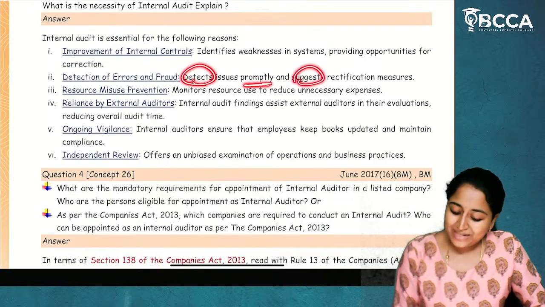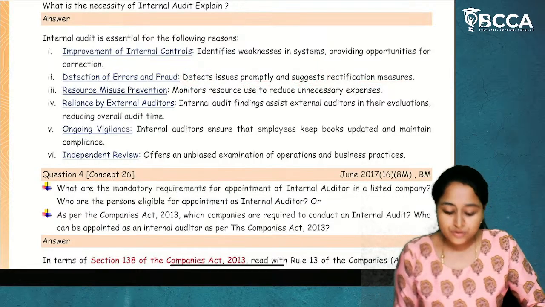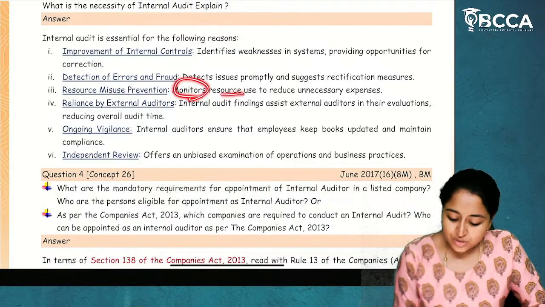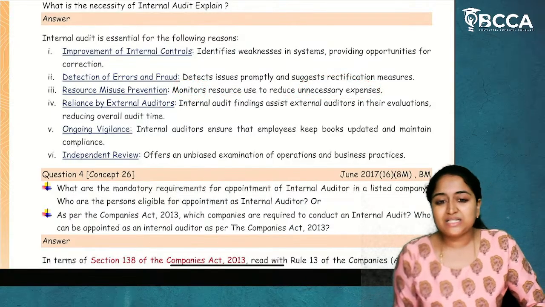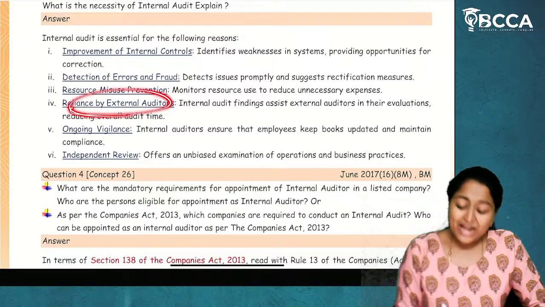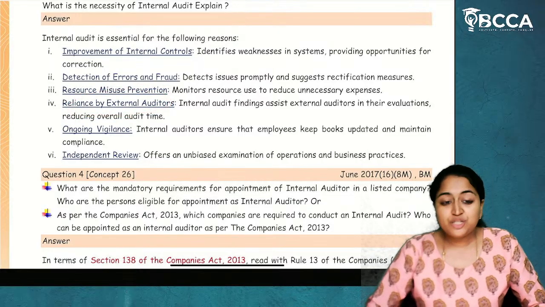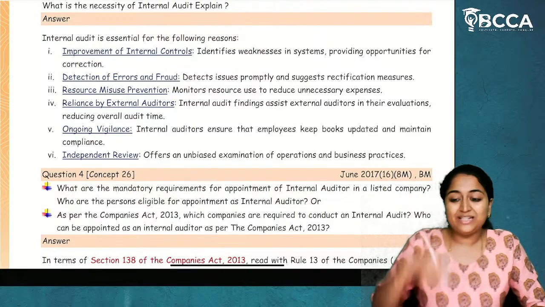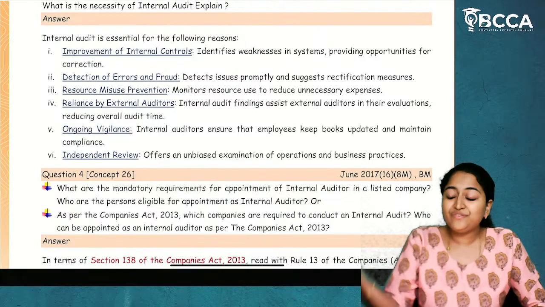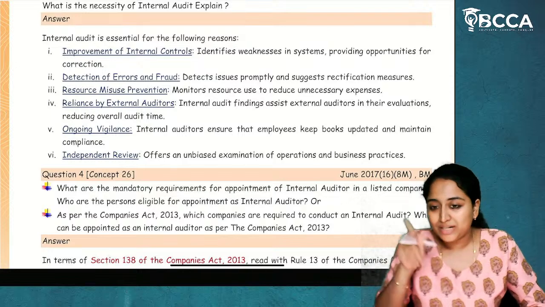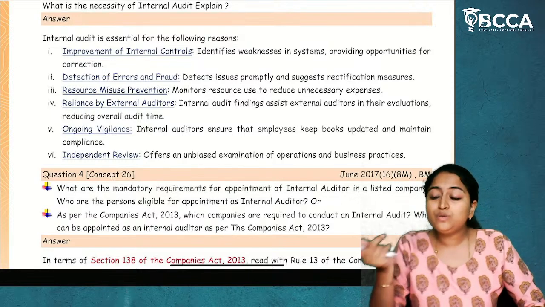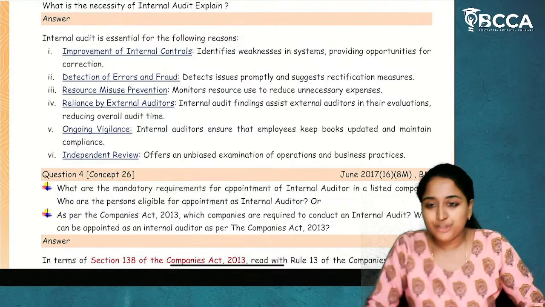Detects issues promptly and suggests the rectification measures. Next, resource misuse prevention. Monitors resources used to reduce unnecessary expenses. Reliance by the external auditors, which means if any other auditors are there, like a statutory auditor or any other external auditor, now if they are coming and doing the audit for the organization, then you need to assess each and everything. Now what they will do, they'll completely rely upon the internal audit report.